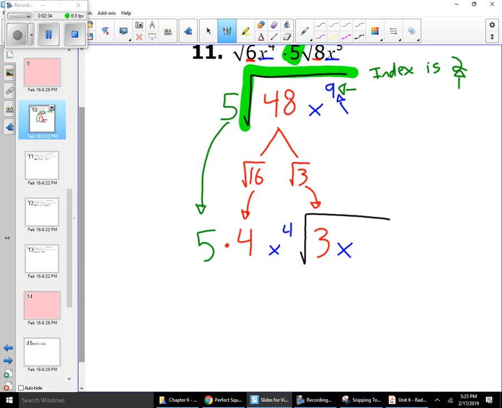We don't usually write that power of 1, but if it helps you to focus on the work, if it helps you to see where things are coming from, feel free to do so. We can still clean this up a little bit. 5 times 4 is 20. We still have an x to the 4th and a 3x left under the radical. Definitely a more medium level problem here. Because we have to deal with those variables, there's just some extra stuff to be careful with.